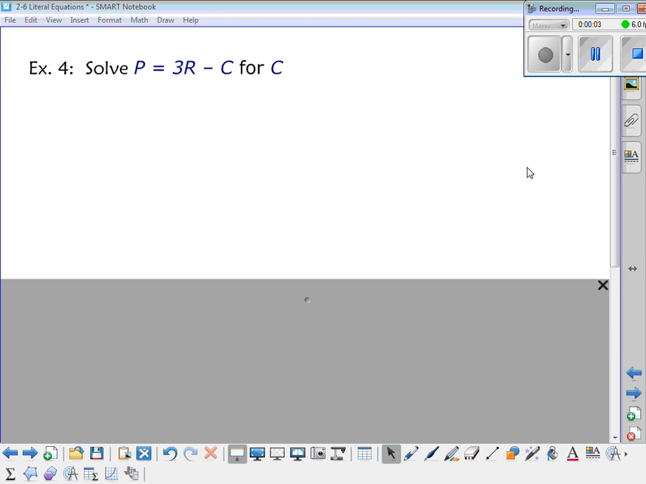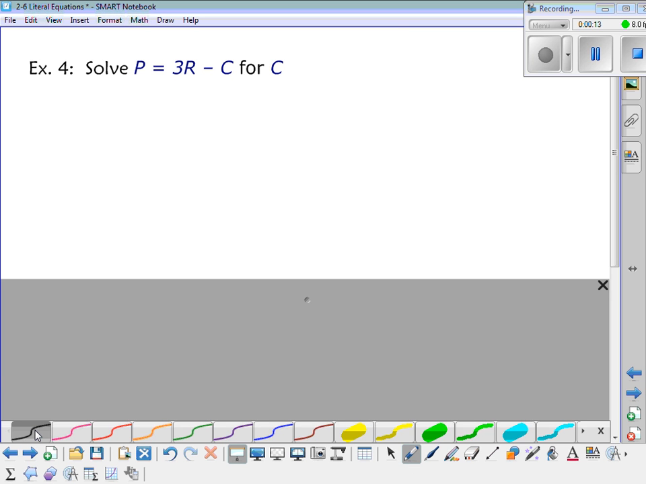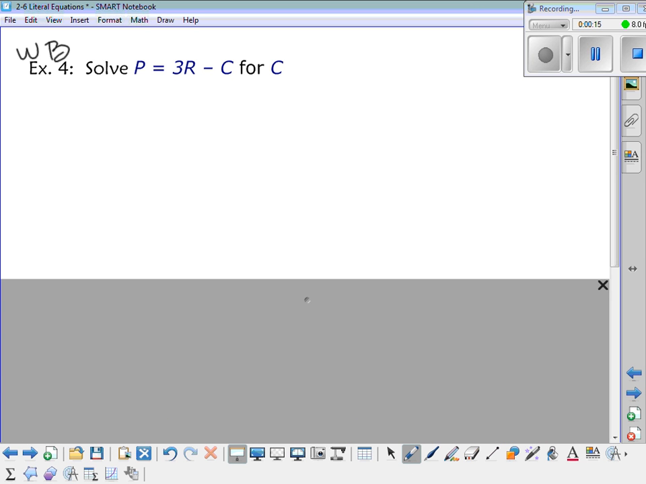Okay, today's video is a continuation of yesterday where we started solving literal equations for a variable. This first one was one that I think you guys can do yourself. So right off the bat, I'm going to ask you to try to do this problem on your own. And so pause the video and turn it back on after you've done it.